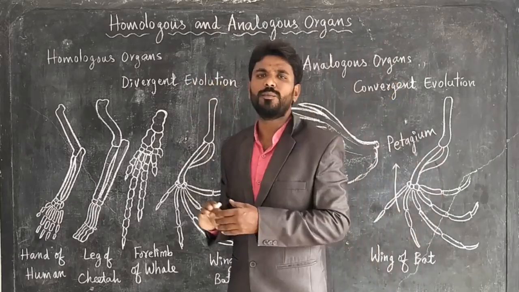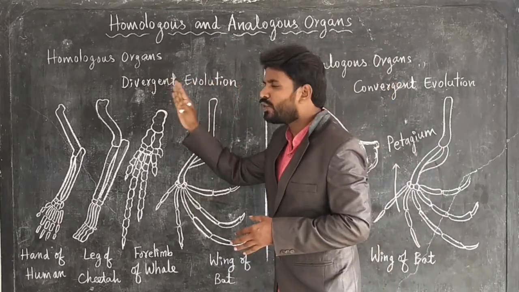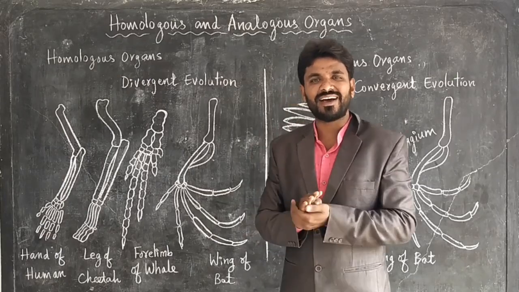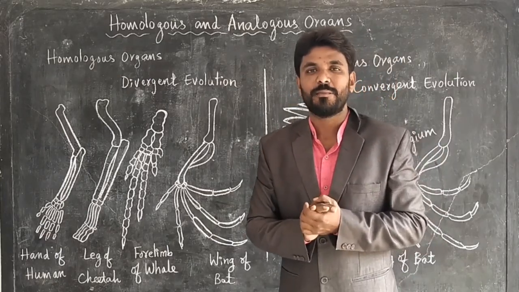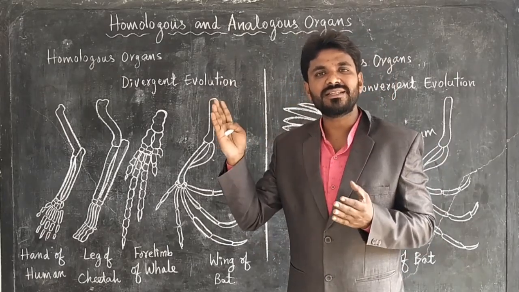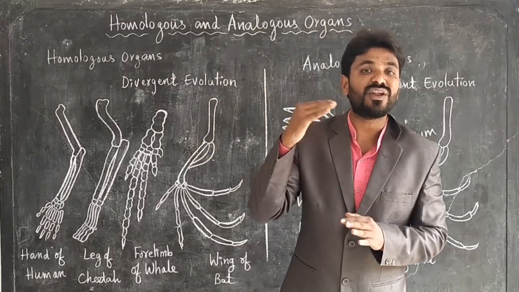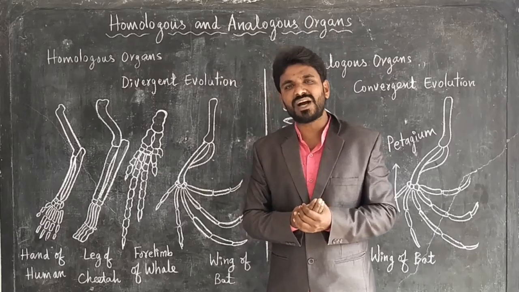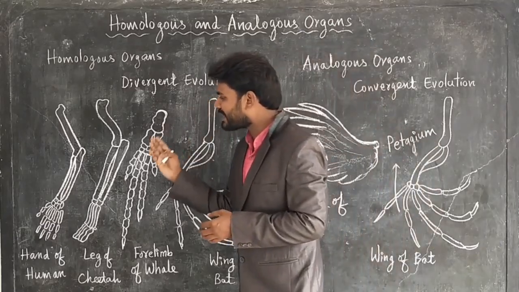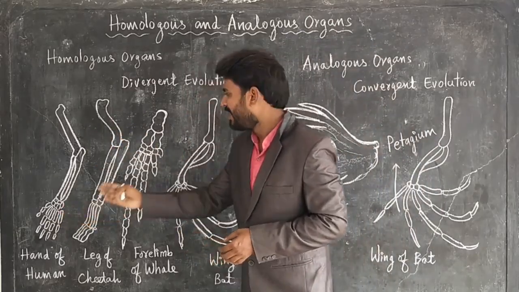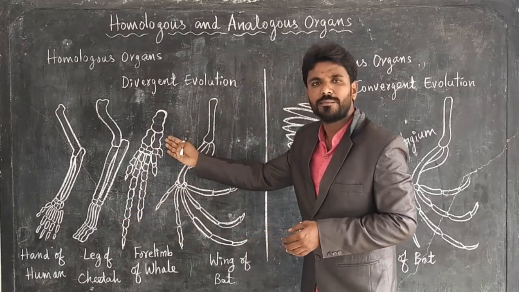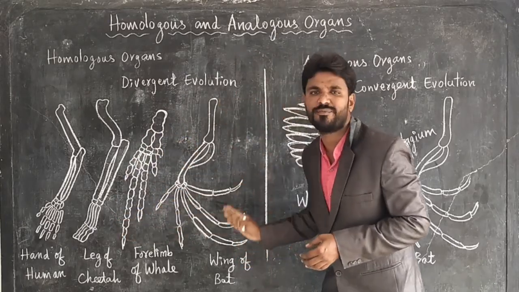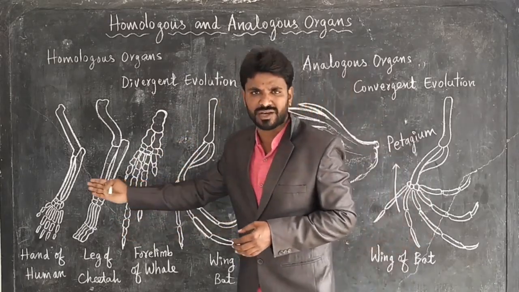First, what are homologous organs? Homologous organs means the organs which are structurally same but functionally different. The organs having same structure but different functions are called homologous organs. And what are the examples for those organs? The examples are like this: hand of human being, leg of cheetah, forelimb of blue whale, and wings of bat.